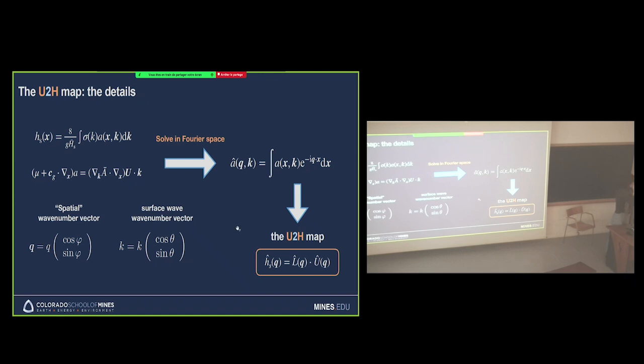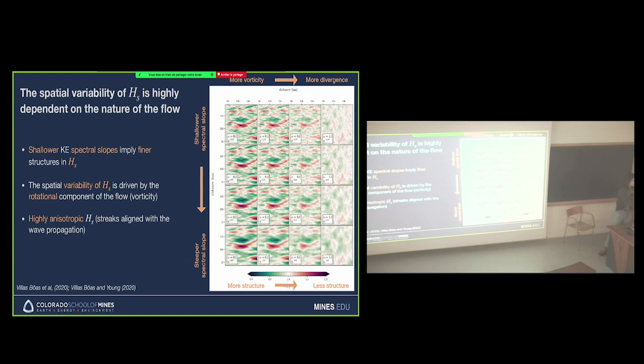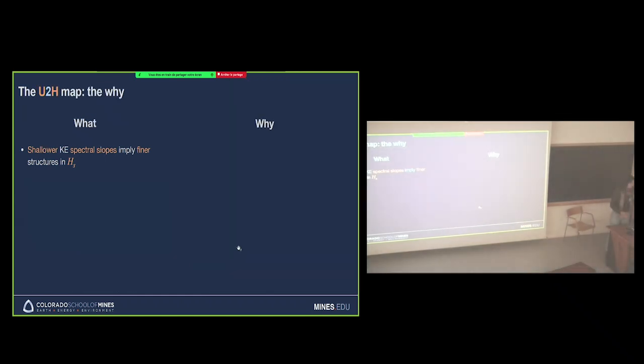And what I'm going to do now is take the U2H map and try to come back to these statements and see what we can learn about these three results using U2H. So the first thing that, sorry, let me pause for a second. The first thing that we had from the numerical experiments is that we have this scale dependence between kinetic energy and significant wave height. And so why is that?